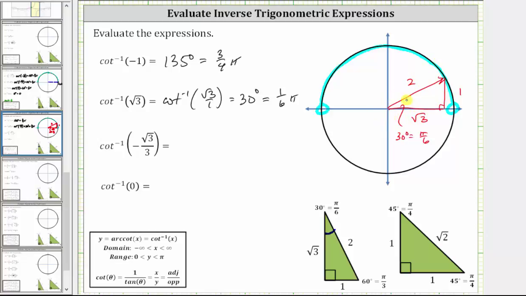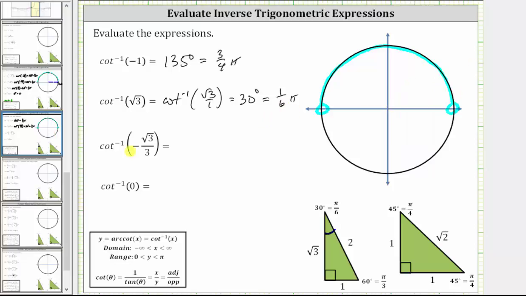Again, notice how the ratio of the adjacent side to the opposite side is square root 3, and therefore the angle we are looking for has its initial side along the positive x-axis, terminal side along this ray, and notice how the angle is the same as the reference angle of 30 degrees, or in radians, pi over 6, or 1/6 pi radians.